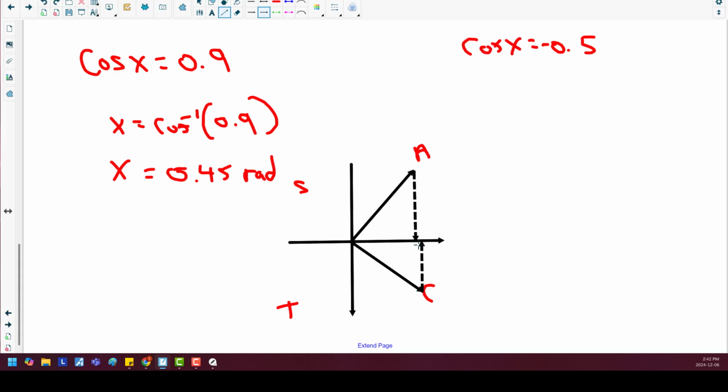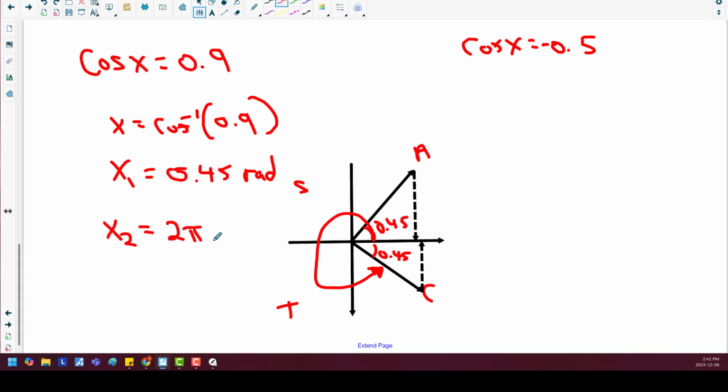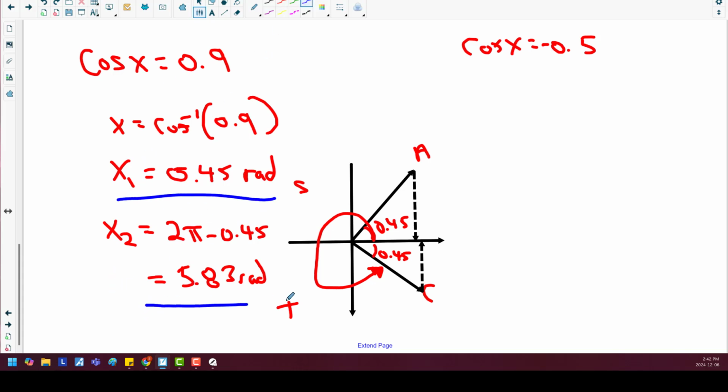And we know that the angle inside our triangle is 0.45 radians. That means the angle here is also 0.45 since it's the same triangle. So our second principal angle for that terminal arm is going to be 2 pi minus 0.45. And 2 pi is just 2 times pi minus 0.45, which is 5.83 radians. So these are our two answers for our first equation, 0.45 and 5.83.